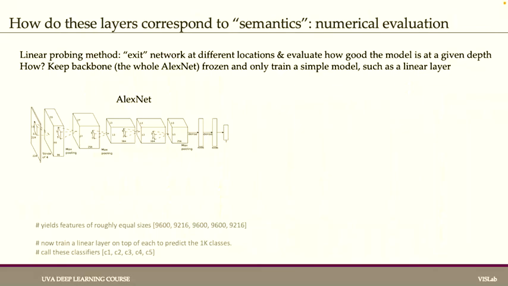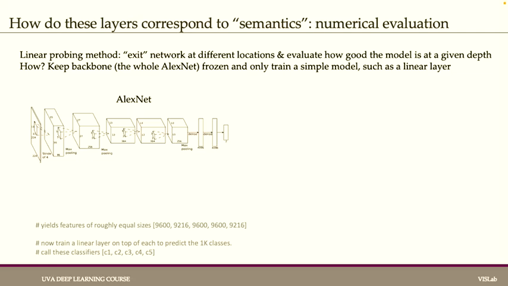Apart from this qualitative evaluation, we can do a numerical evaluation, which is called linear probing. What we'll do here is we have a network like AlexNet, and we'll exit this network at different locations. So imagine you've trained your AlexNet on some data set using some loss. Now you want to see, okay, how good is the representation after layer 1? How good is it after layer 4, etc.? So what we'll do is we keep the backbone frozen.